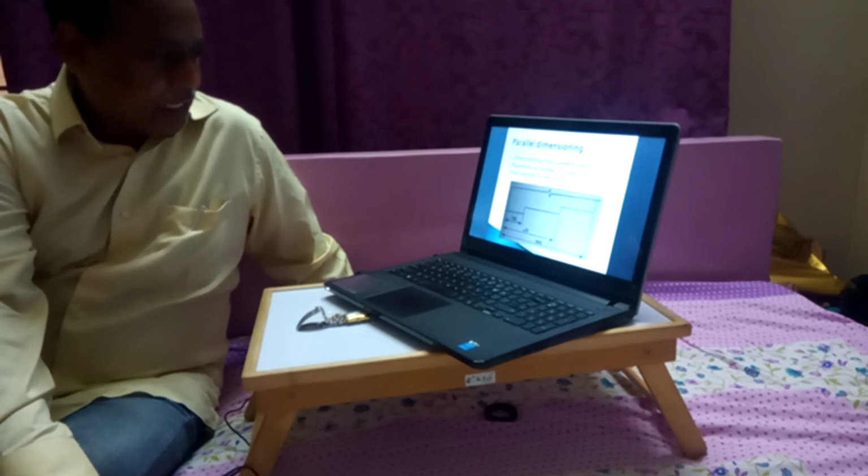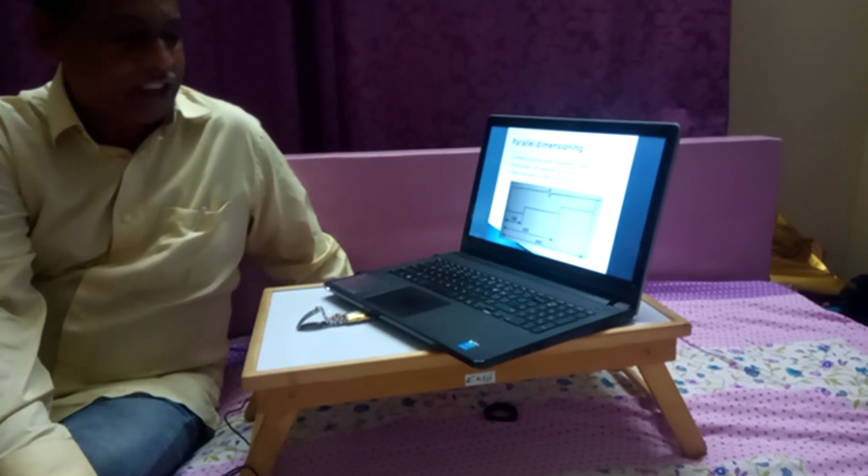This is a classic example of the aligned system. In the aligned system, the dimension is written above the object, above the dimension line.